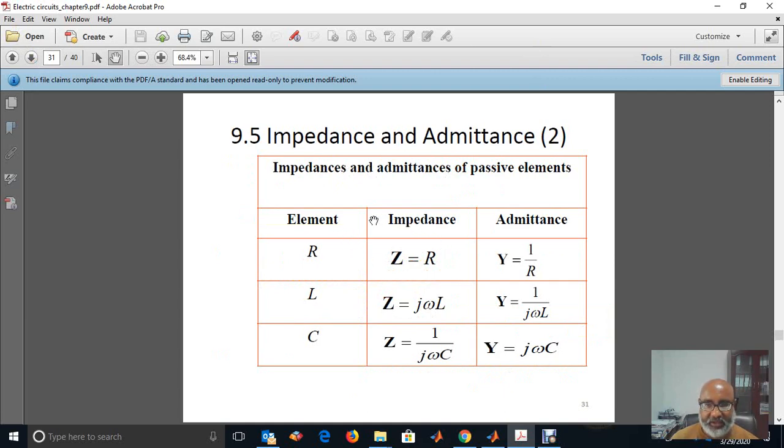All right, so here again, impedance and admittance of passive elements. For the resistor, Z equals R, so it has only a real part, and the admittance Y is 1 over R. Remember, this is called conductance, 1 over resistance. For the inductor L, Z equals j omega L, and the admittance Y is 1 over j omega L. For the capacitor C, Z is equal to 1 over j omega C, and the admittance Y equals j omega C.